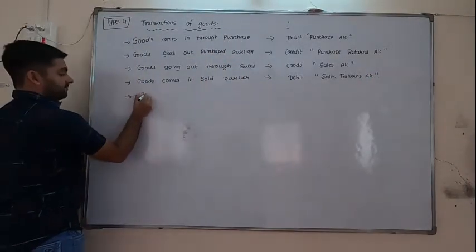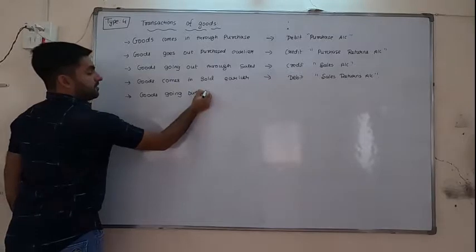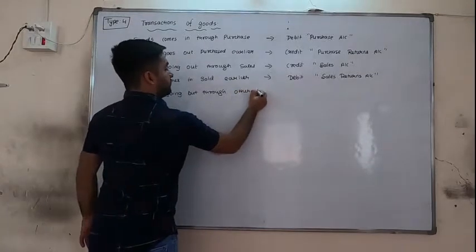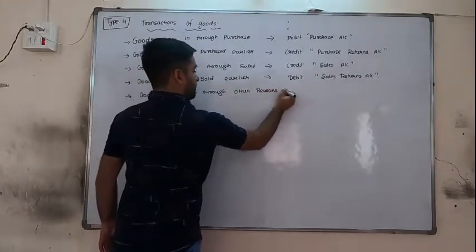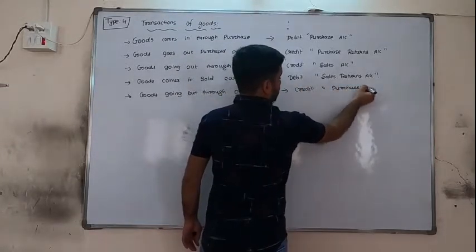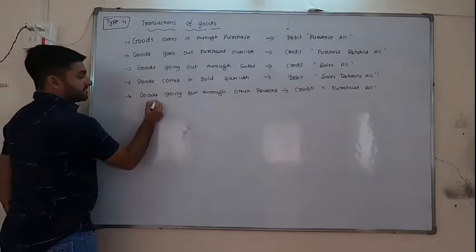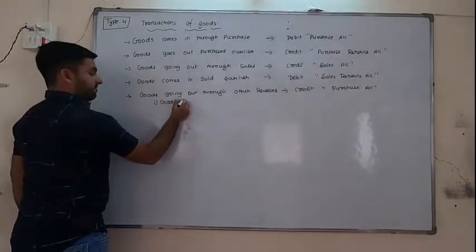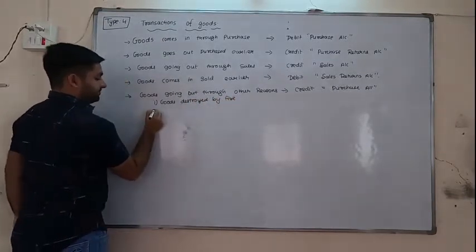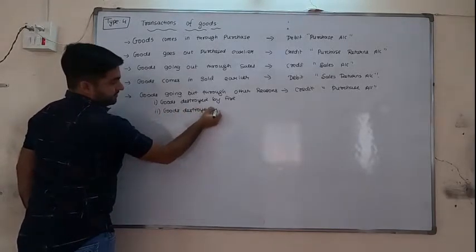Now one more thing. Goods going out for other reasons. Credit purchase. Which are the cases where goods are going out for other reasons? That cases are goods destroyed by fire. Goods destroyed in rain.